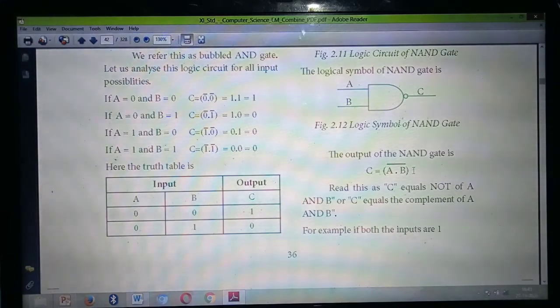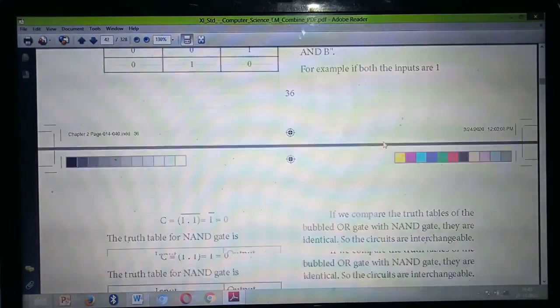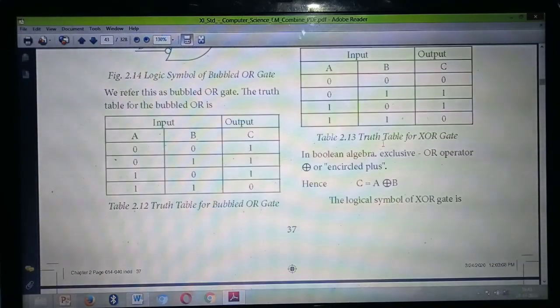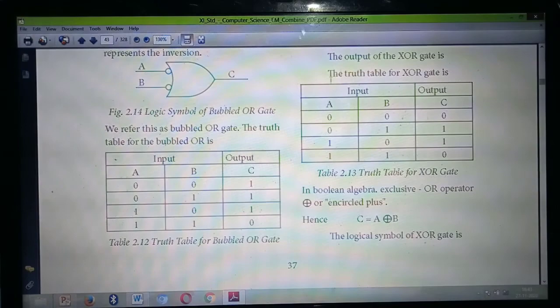Then, third question, draw the truth table for XOR gate. Take page number 37. Truth table for XOR gate. This table, page number 37. Here, the truth table of XOR gate, this tabular column in full. Have you all marked?